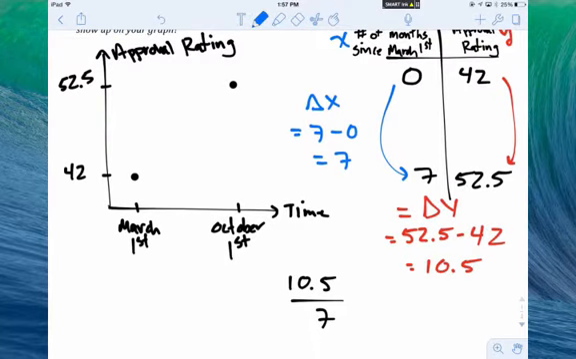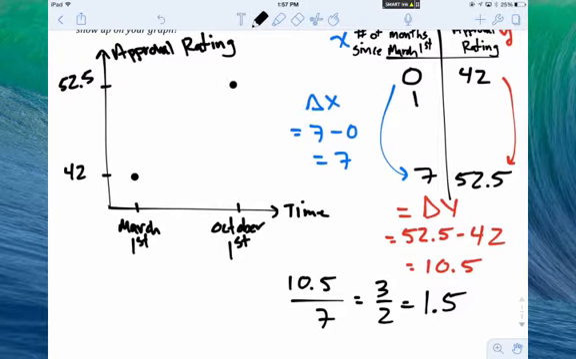And so this right here represents, well, for a 7-month increase in time, every 7 months that goes by, the approval rating goes up by 10.5%. And we could actually carry out this division. If we carried out this division, you could write it as a fraction, 3/2, or you could even write it as 1.5. So what does this mean? That 1.5 means that every 1 month that went by, the approval rating went up by 1.5%, right?